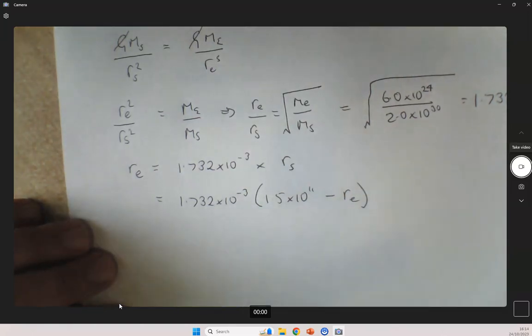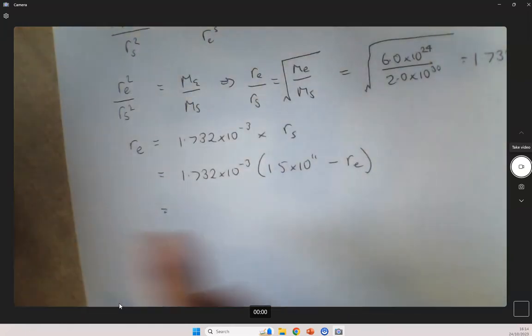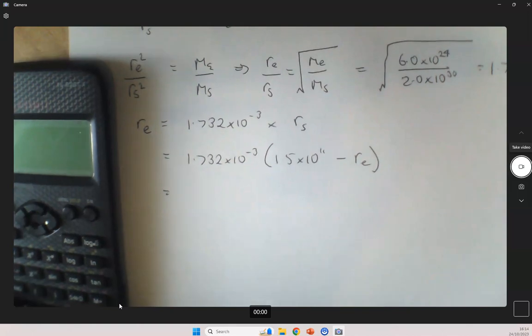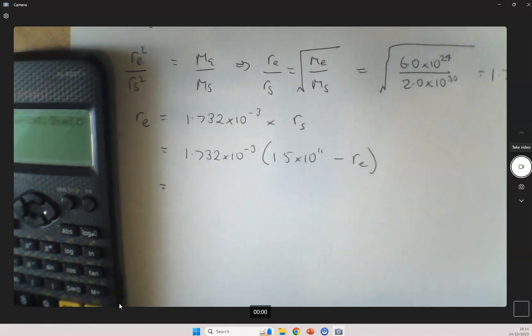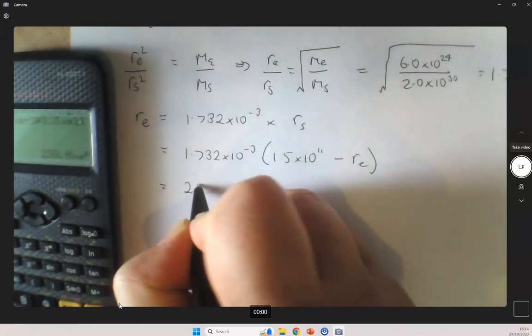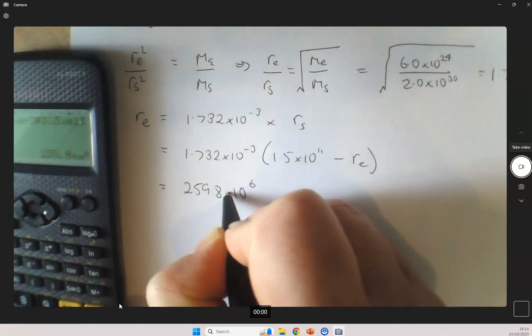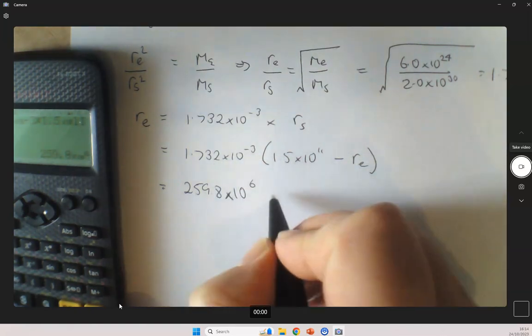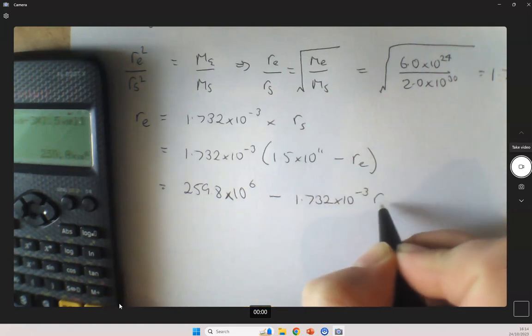And I take that, and again I can multiply these terms out. I wouldn't normally, but it's just going to help in terms of our understanding. So if I multiply these terms out, what I'm going to get is 1.732 e to the minus 3 times 1.5 e to the 11 gives me 259.8 times 10 to the 6. So that times that, and I'm also going to have minus 1.732 times 10 to the minus 3 RE from that times that.